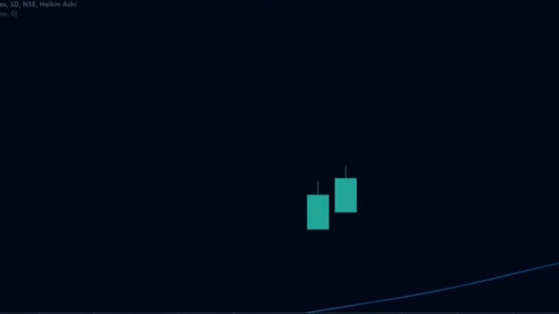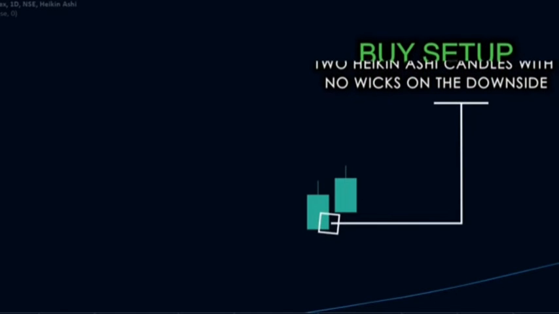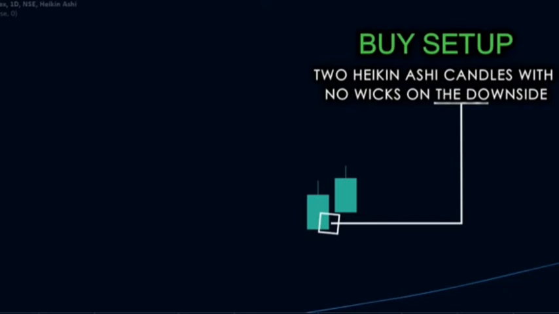This is how our buy setup will look. We have two Heikin Ashi candles here. As you can see, both of these candles are green and have no wicks on the downside. This indicates that there are no sellers present in the market. It is a very bullish sign. When there are two candles with no wicks on the downside, it is a clear sign of buyers' dominance.